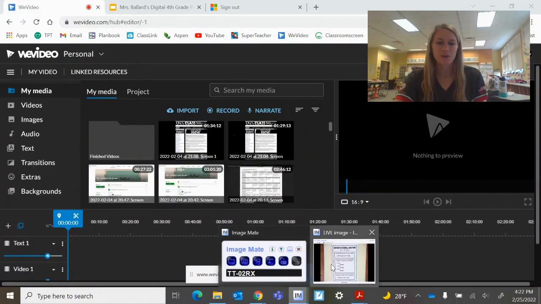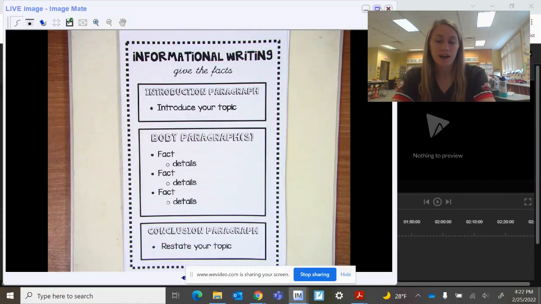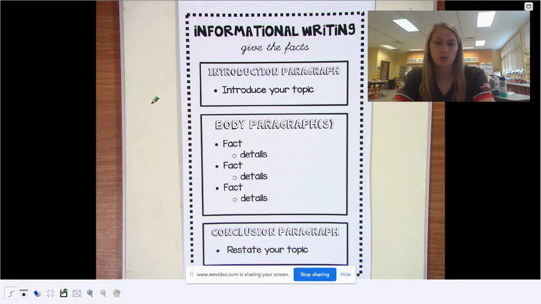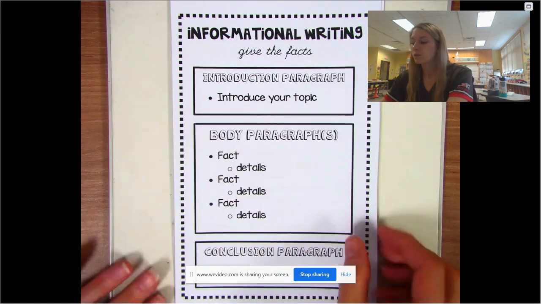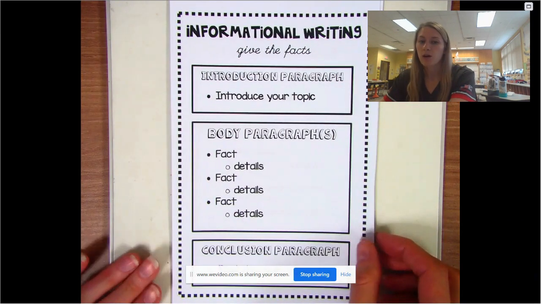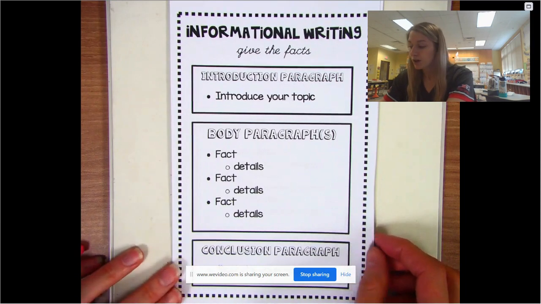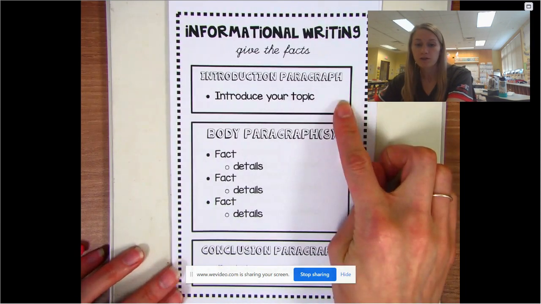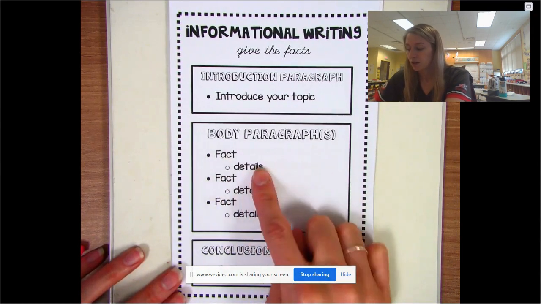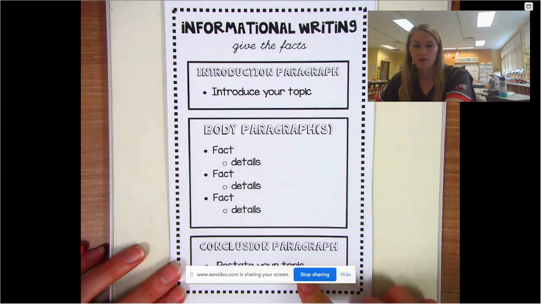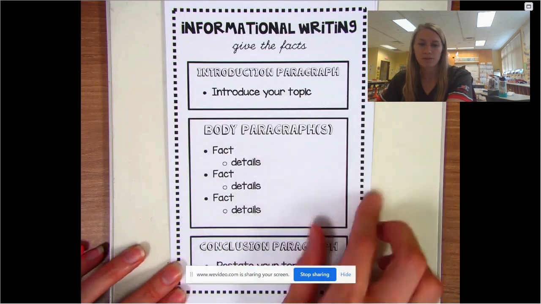Okay, students, so we are going to move into our next writing unit, which is going to be personal narrative. Now let's review some of the writing we've done already. So we've done informational writing. That's when we did our biography. Informational writing is we have an introduction paragraph, we had our body paragraph with facts and details, and then we had our conclusion paragraph. Remember, this was our hamburger that we made.